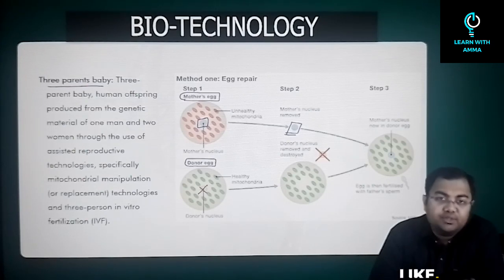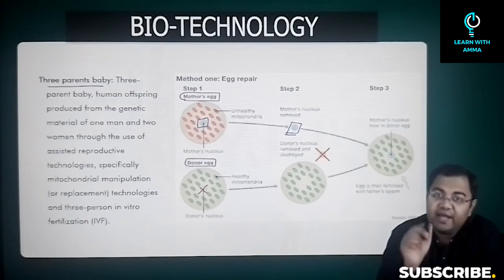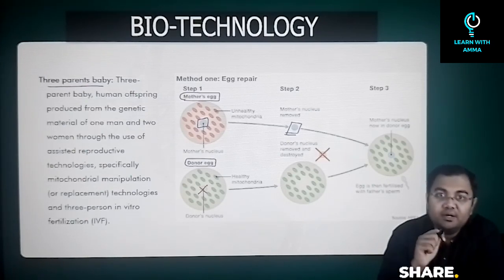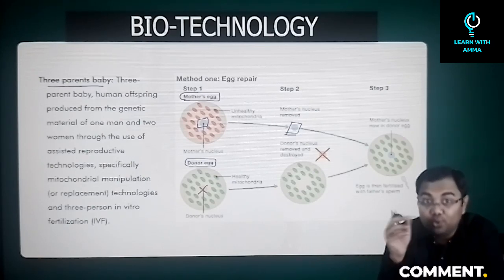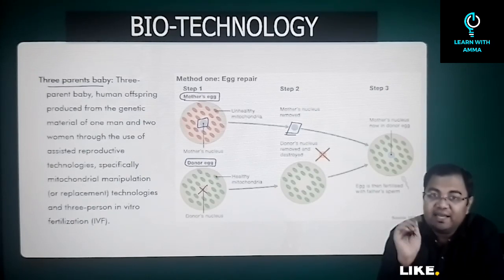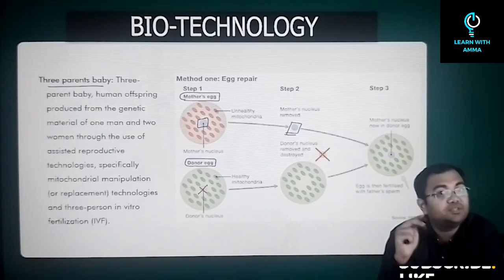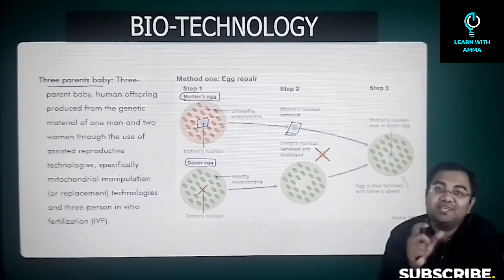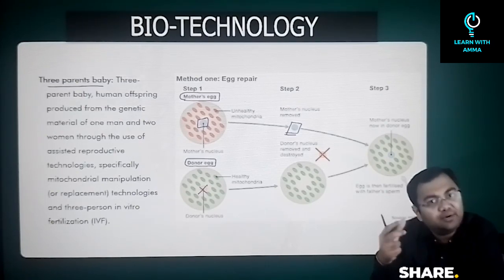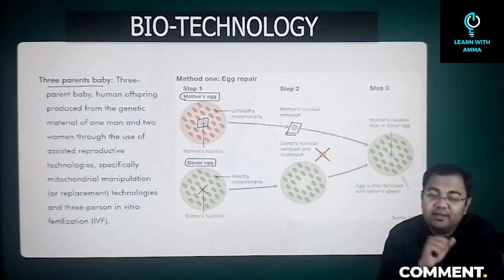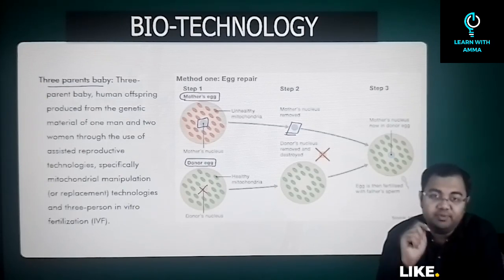Now, there are two things. One, why are we doing this with the nucleus? Why are we replacing the nucleus only? And second, if the problem was with mitochondria, why replace the nucleus? Why are we not replacing the mitochondria itself? Right? Let's address the first problem.